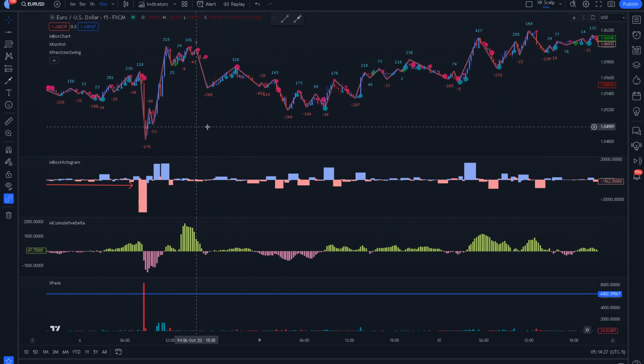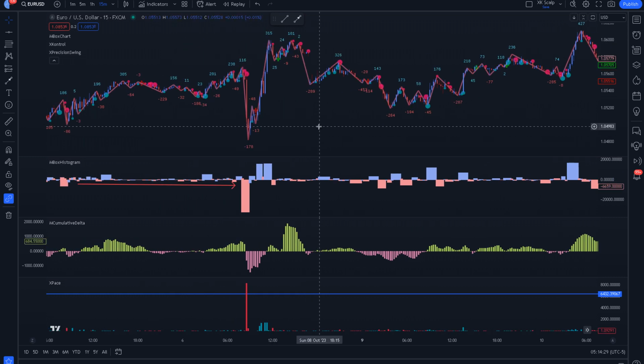So that's the difference. The XSpace needs to be read in context, right? That's why it's also semi-automated and not automated. But if you read it in this context, where all of a sudden, boom, you see there's no follow through, there's money to be made on this move, right?